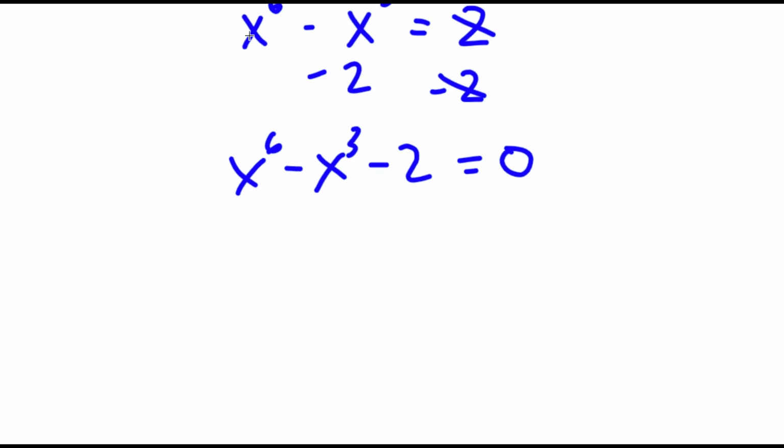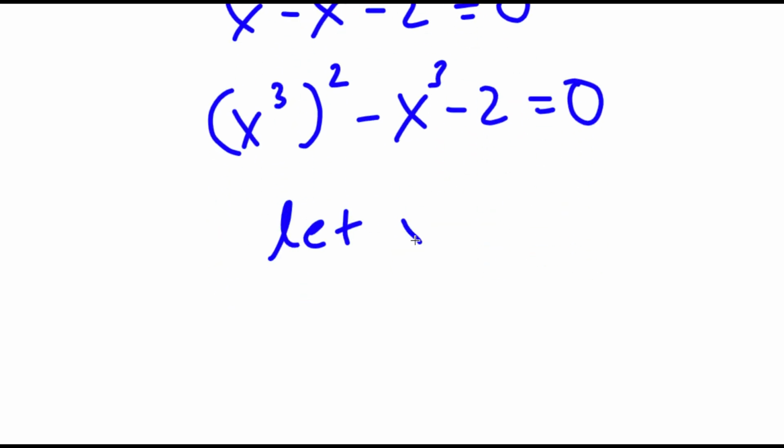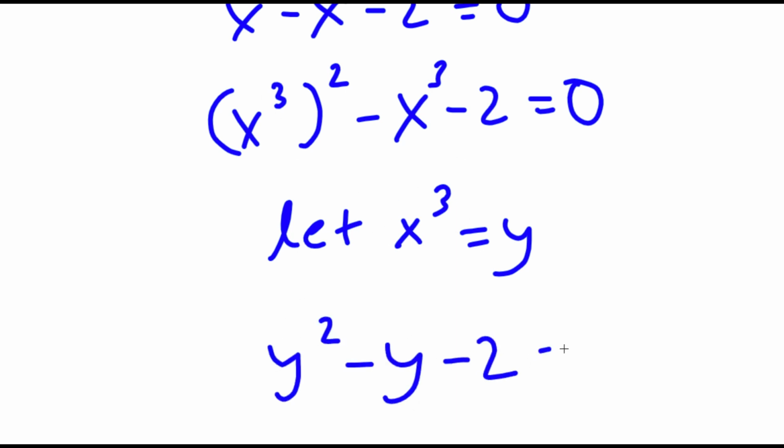Now I'm going to rewrite x to the power of 6 as x to the power of 3 squared. Now I have this minus x to the power of 3 minus 2 is equal to 0. Now I'm going to let x to the power of 3 equal to the variable y. So now if I substitute in y for x to the power of 3, I get y squared minus y minus 2 is equal to 0.